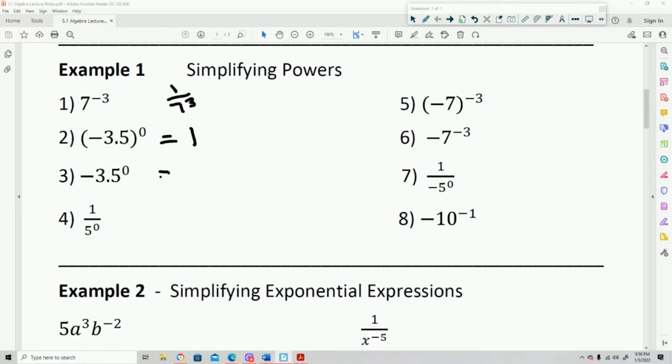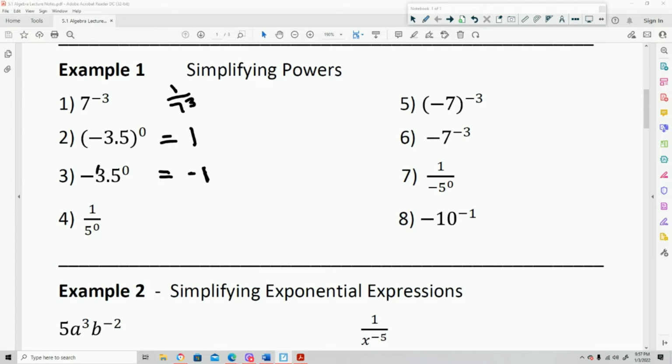Now this one's a little tricky. This is not the same as this. This has parentheses, this doesn't. Remember, with order of operations, parentheses and exponents go first. Multiplication, division second. I think it helps to think of this as a negative 1 times 3.5 to the 0 power. So the negative is a separate operation than the 0 power is. So you have to take 3.5 to the 0 power, then multiply it by negative 1, which should give me negative 1.